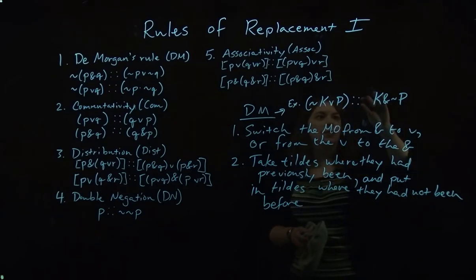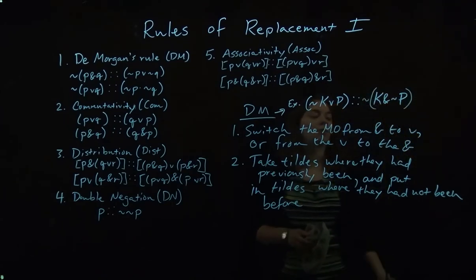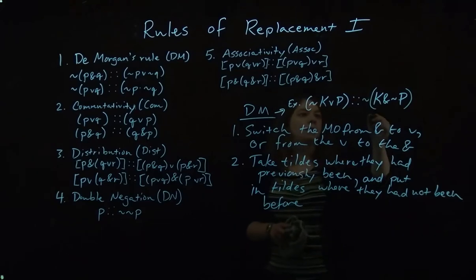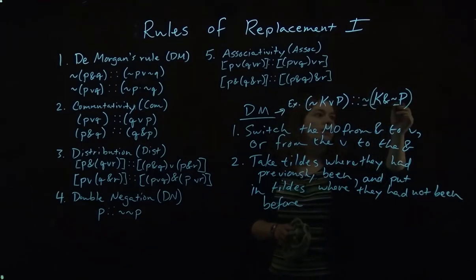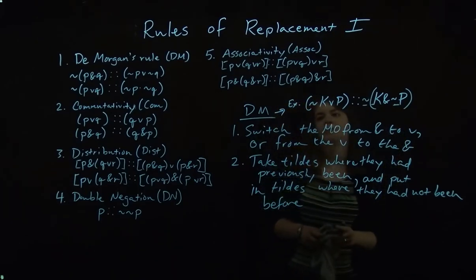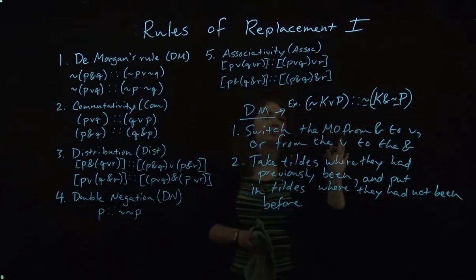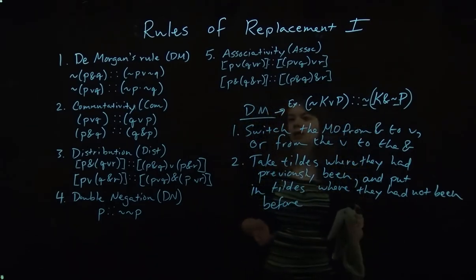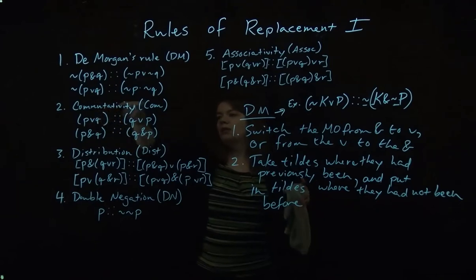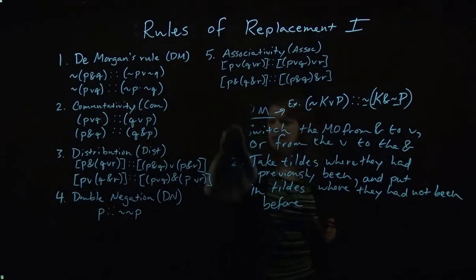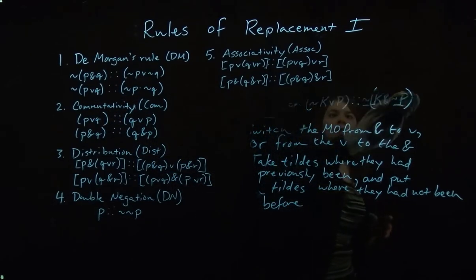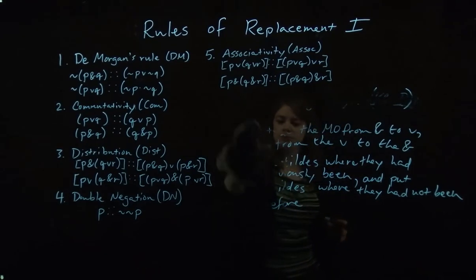So once we've taken the tilde out in front of the K and put it in front of the P, then we have to put a tilde in front of the whole statement, because in any given statement there were always 3 spaces for tildes. So you have to put them in where they had not been before and take them out where they had previously been. And that's basically the way that De Morgan's works. And it can work either way, essentially. So it's a fairly straightforward rule here.